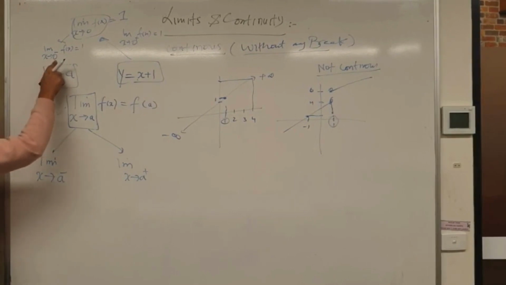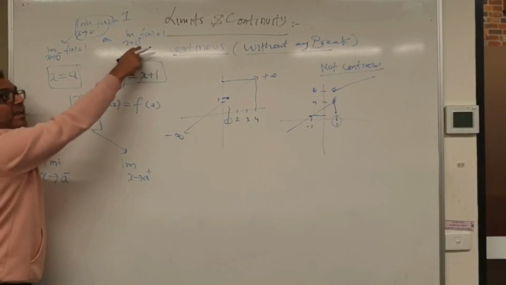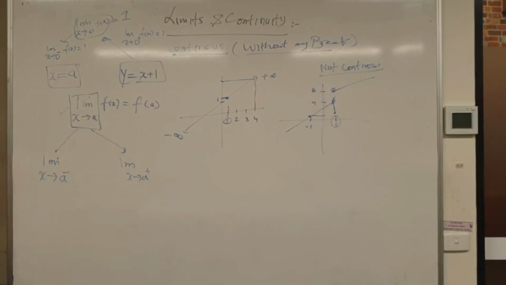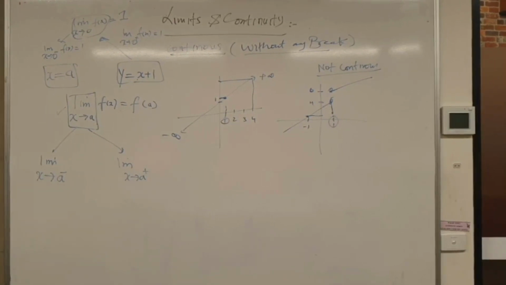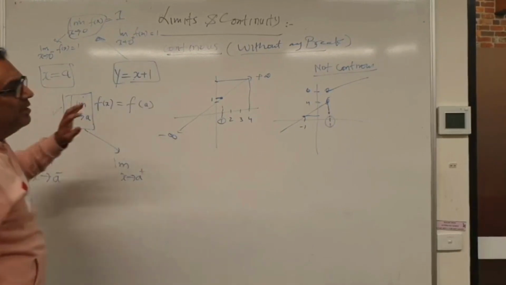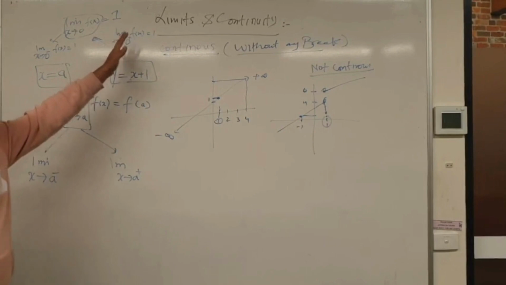If you get a different value here and a different value here, then the function is not continuous. Let's take an example. Shall I take this off the board? We'll do an example, and then that will make a lot more sense. If not 100%, 70-80% will go in, right?